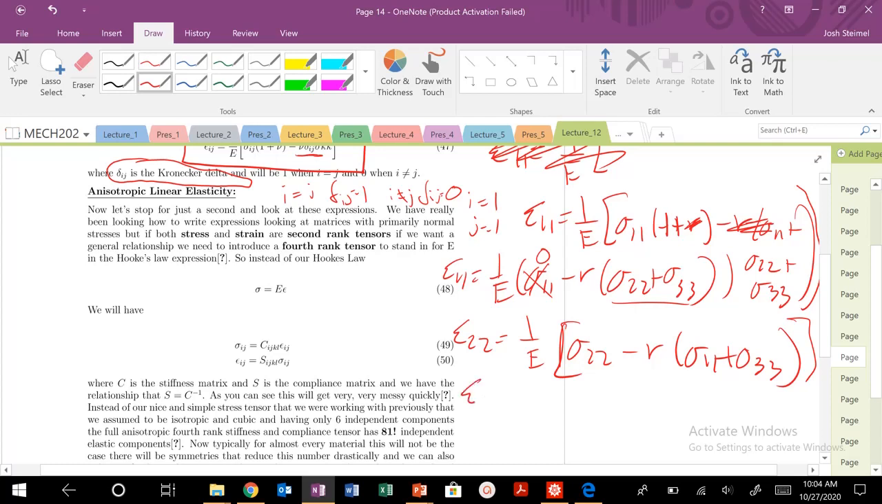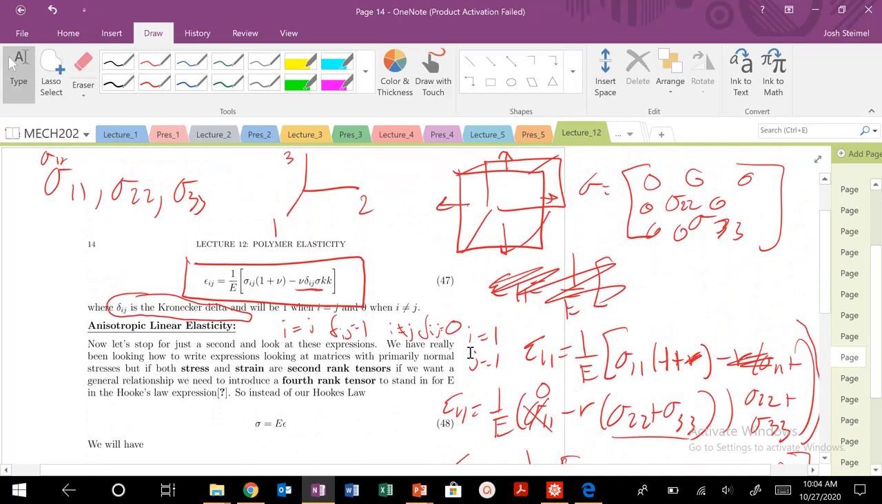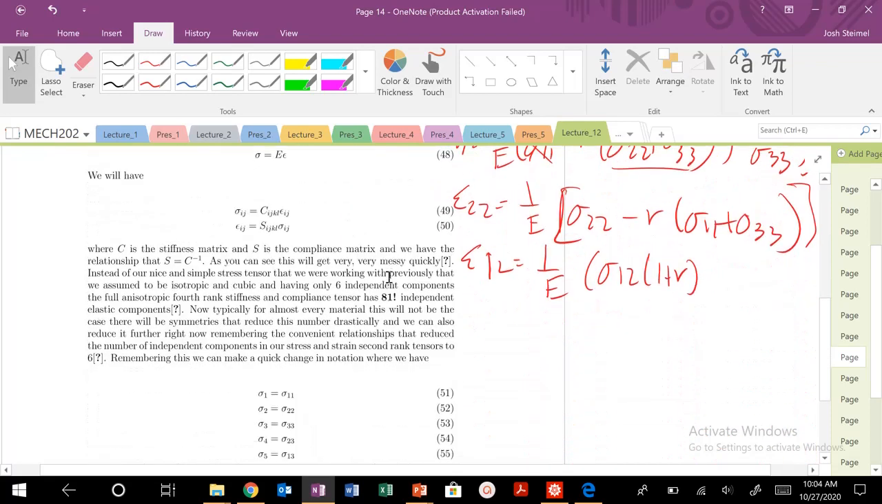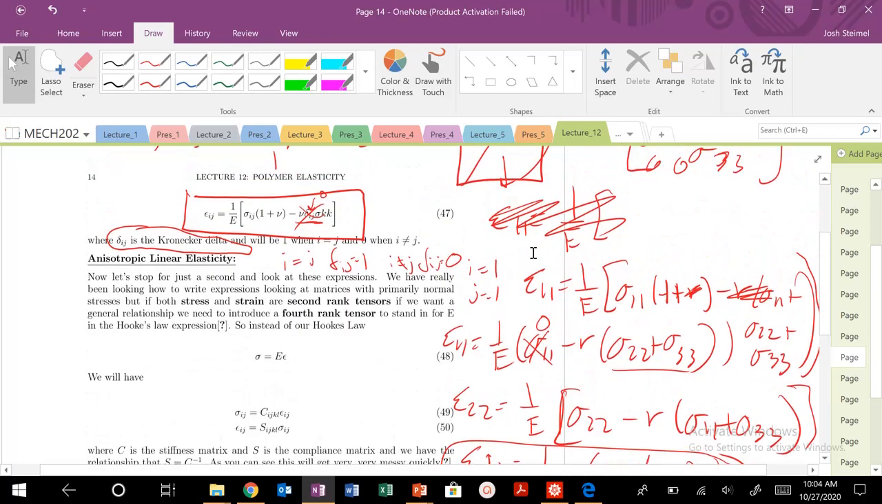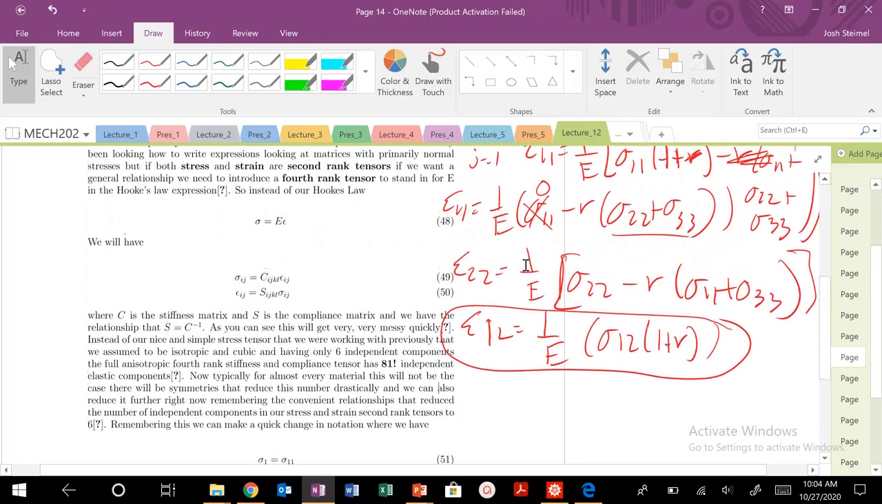What if I want to do epsilon 1, 2? Well, that is just going to leave me with 1 over E, my sigma 1, 2, times 1 plus nu. Now, I does not equal J, so my Kronecker delta is 0, so there's no term here. So this is just it. That's my expression: sigma 1, 2 times this 1 plus nu. So nice, really beautiful expressions.